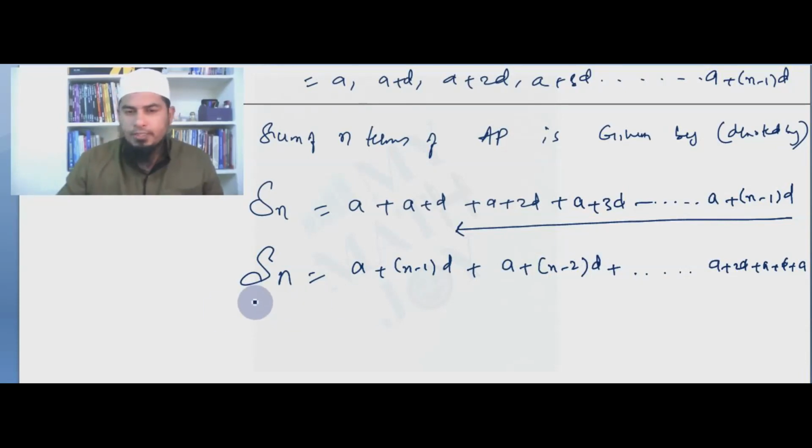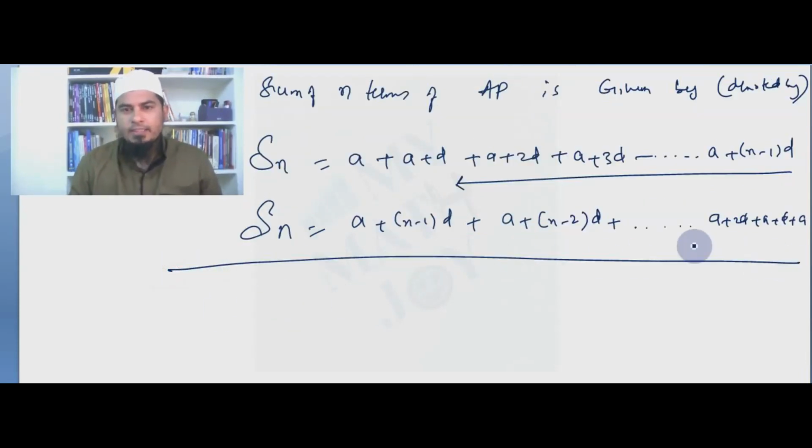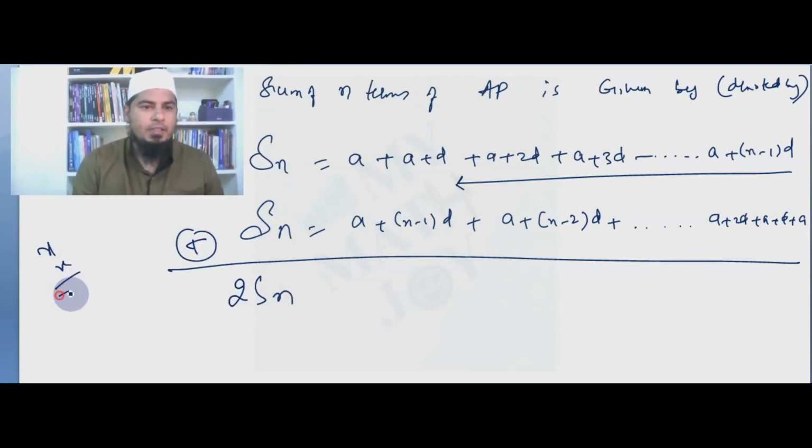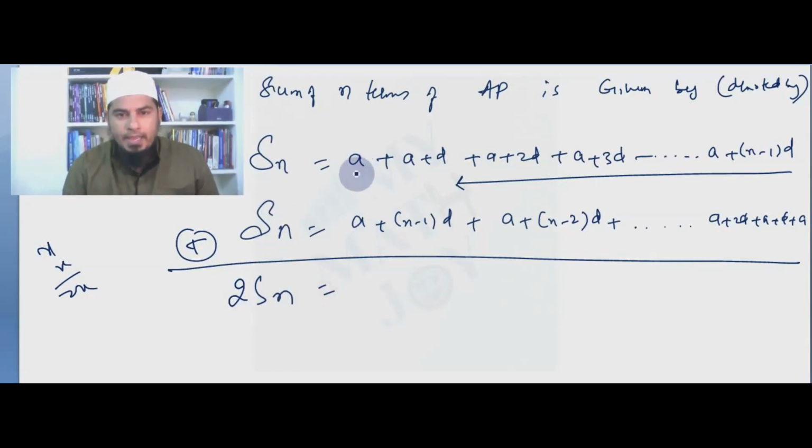What should we get as the complete answer? We'll add these. So when we add Sn plus Sn, you'll get 2Sn, as x plus x is 2x, Sn plus Sn is 2Sn. This is my one term, the last term. The first and last term we are adding, and the second and last but one we are adding.